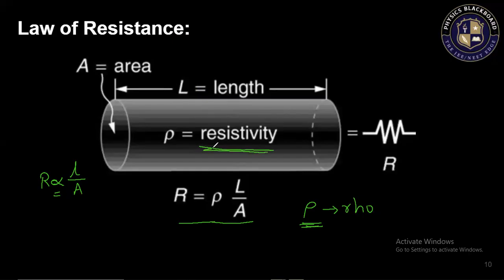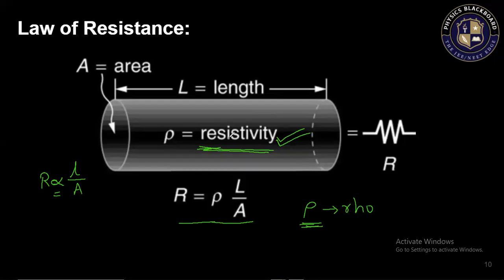What do you call this? Resistivity. Resistivity is also an electrical property of a conductor which opposes the flow of electrons through it. So it's just like resistance, but there is a small difference between resistance and resistivity. We will see about the resistivity in the next class.